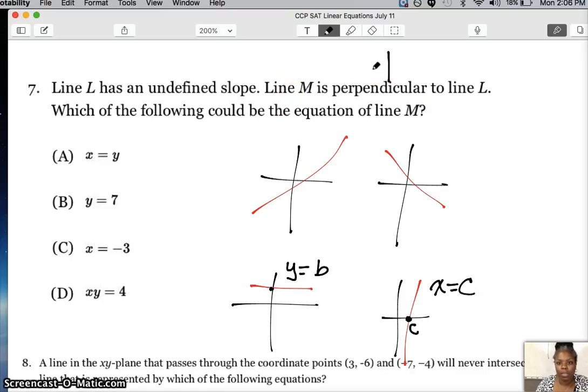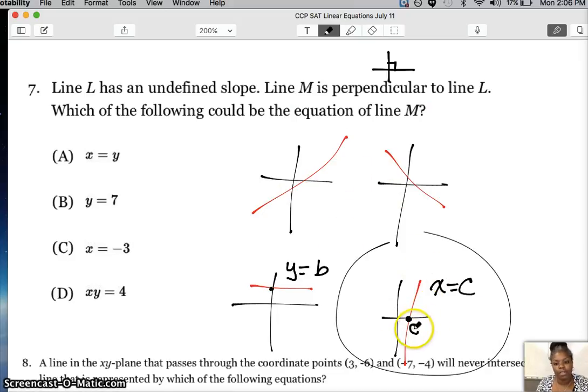The word perpendicular means together that line and some other line form a 90-degree angle. So which of the following could be the equation of line M? Well, if I look at all of these other equations, what can be perpendicular to this? Only this guy. So what can be perpendicular to an undefined slope equation? It has to be a zero slope equation. So I look through these and I see which one is a zero slope equation, and I get this one.